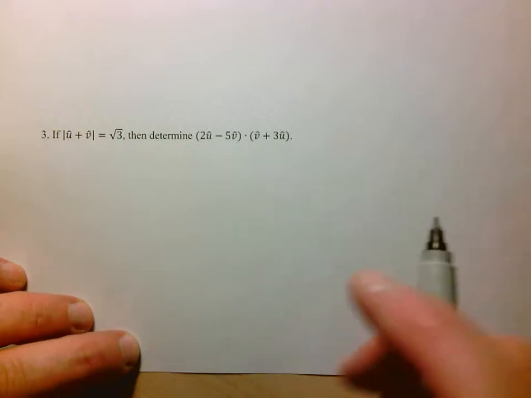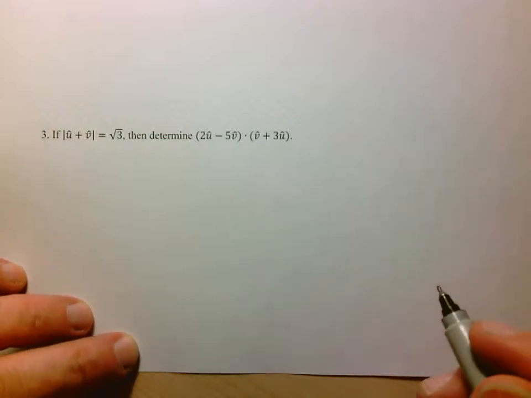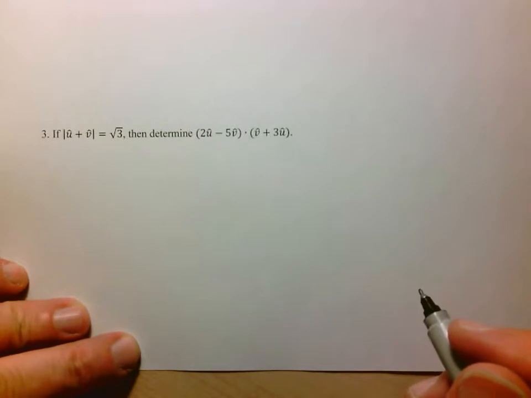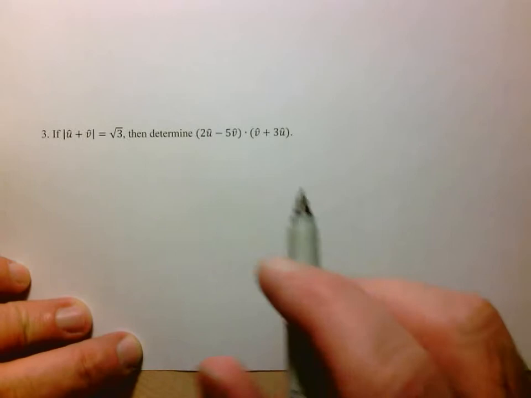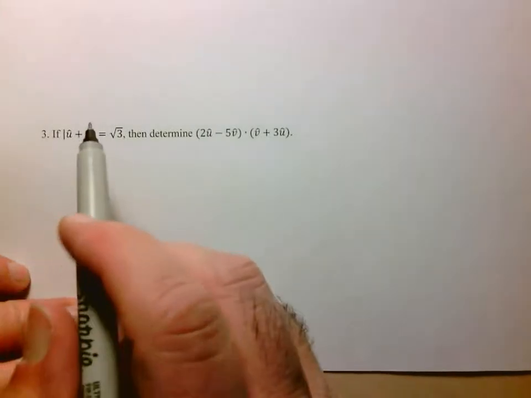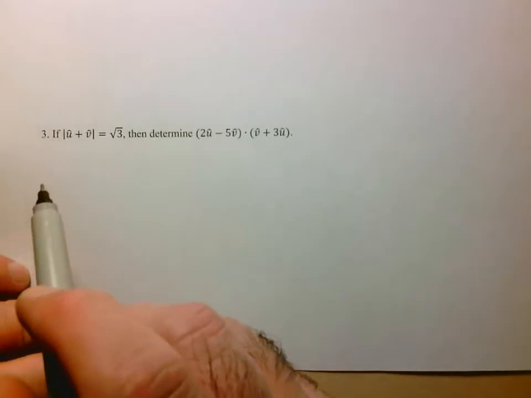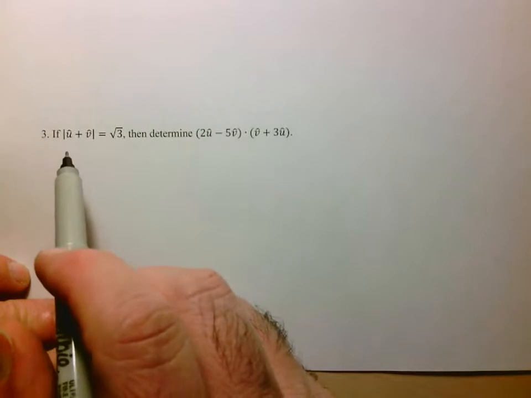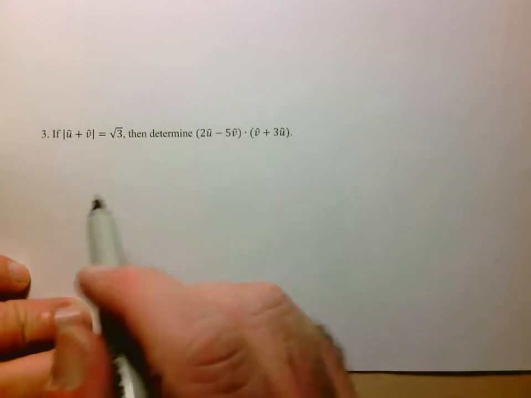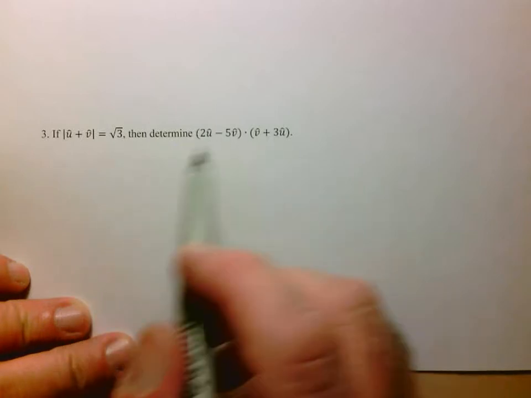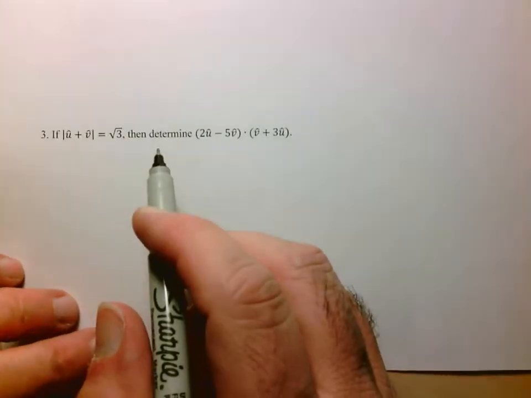Hi folks, we're going to take a look at the solution to number 3 from the worksheet on the geometric definition of the dot product. Okay, so they give us this piece of information. It's not quite clear what we're going to use it for, but it tells us that the magnitude of the sum of these two unit vectors is equal to root 3. And then it asks us to determine a value for this dot product here.